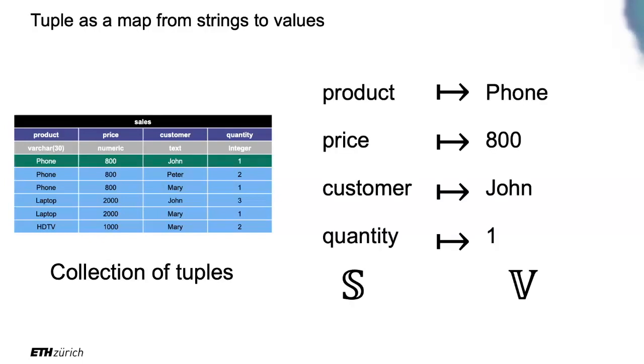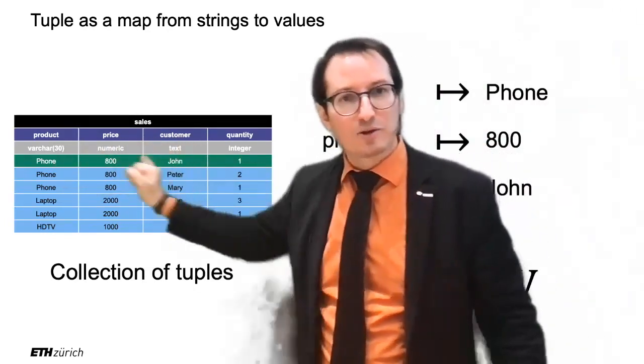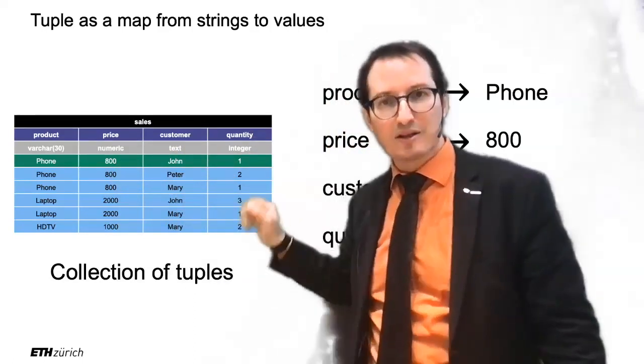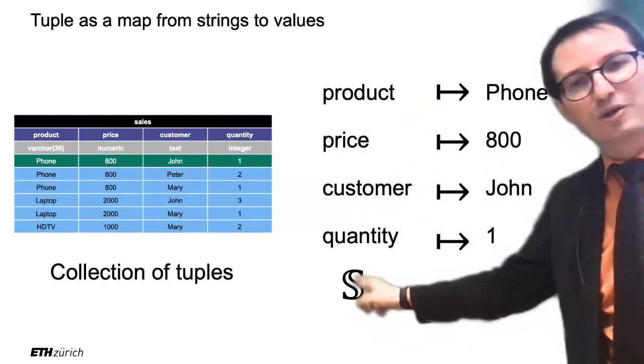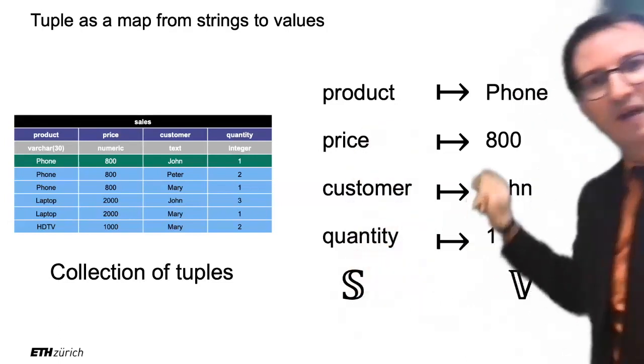Now, the idea is that a table is a collection of tuples, right? Every tuple is a record. Record, tuple, row, this is all equivalent. So a table is a collection of tuples. And one tuple or record is actually mathematically a map that associates attributes to values. For example, in this first tuple, the first row of the table, we associate the attribute product with phone, price with 800, customer with John, quantity with 1. So that gives us a map, right? This is called a partial function, technically, in mathematics. Partial because we don't map all the strings, just these 4 strings to a value.